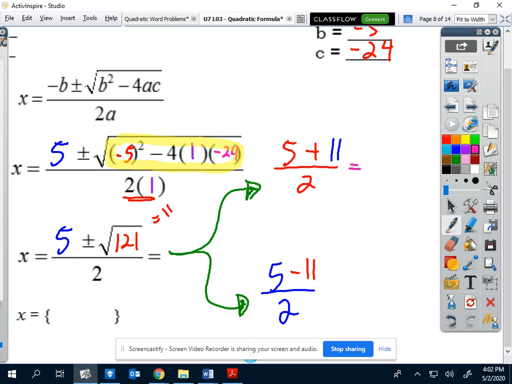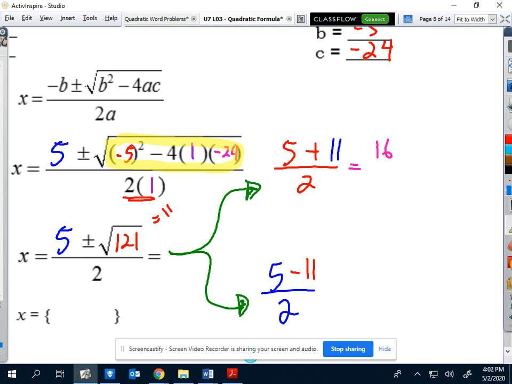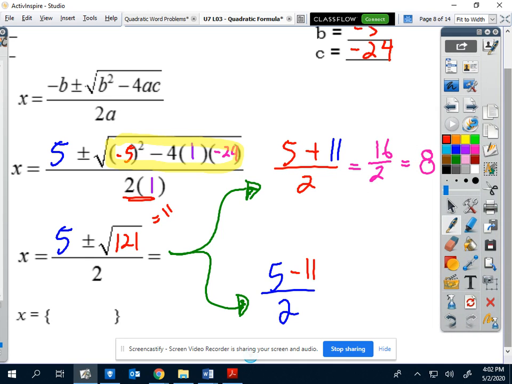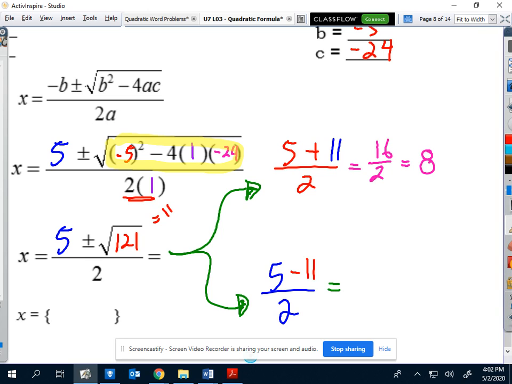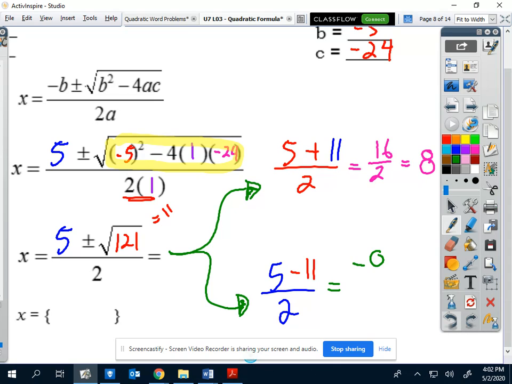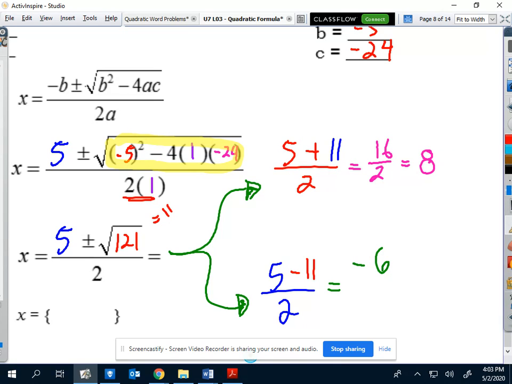So if we simplify, 5 plus 11 is 16. 16 divided by 2 gives me 8. That's my first solution. Versus down here, 5 minus 11 gives me -6, okay? Divide that by 2, and it gives me -3. So these are my two solutions.